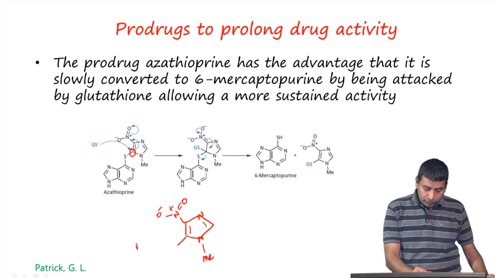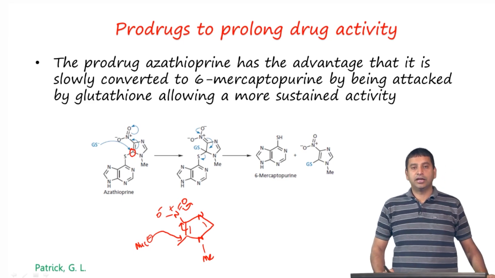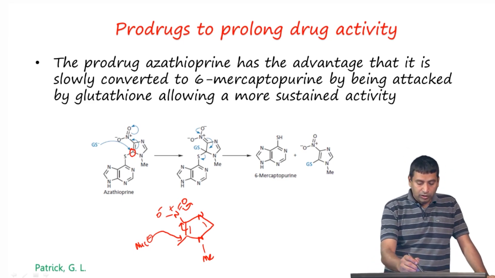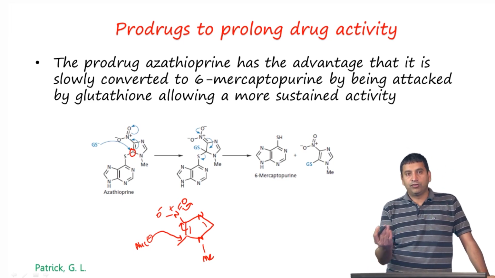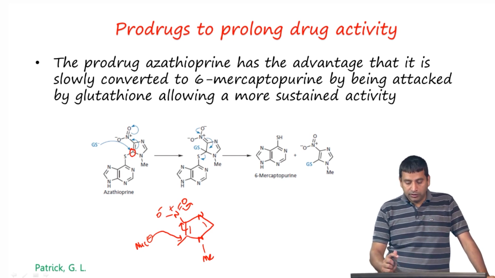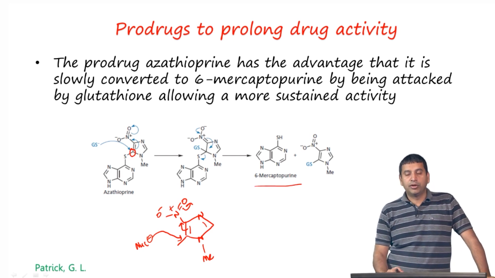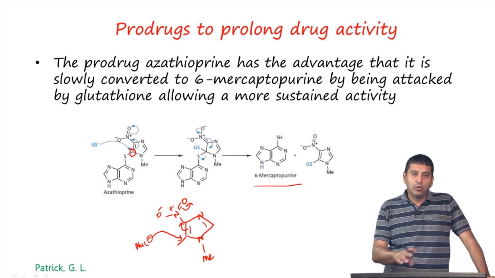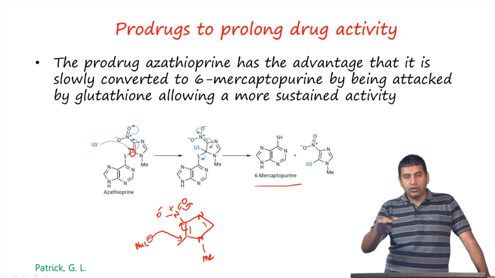Here your nucleophile, which is in this case a thiol, attacks here, and you can push arrows to get an intermediate like that. Now, when the intermediate collapses, it has a choice of kicking out glutathione or kicking out mercaptopurine. When it kicks out mercaptopurine, that is the actual drug. So, by allowing this molecule to be triggered or activated by glutathione, what we achieve is a more sustained activity.